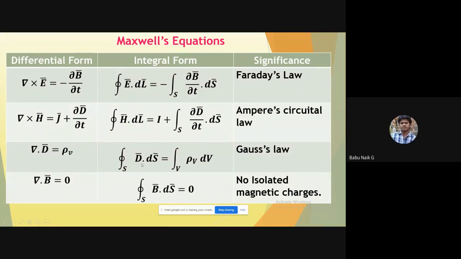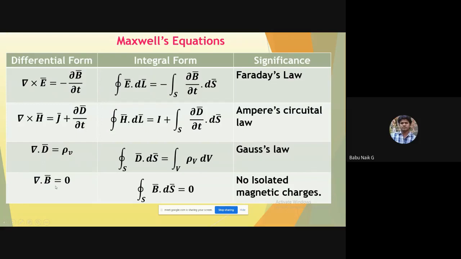And then the other one is from Gauss's law. Gauss's law: del dot D bar is equal to rho v, which in integral form is the closed surface integral of D bar dot ds equal to Q. That we can also write as the volume integration of rho v dv.